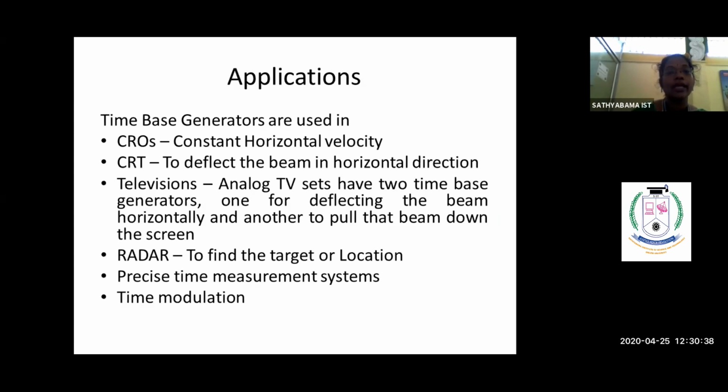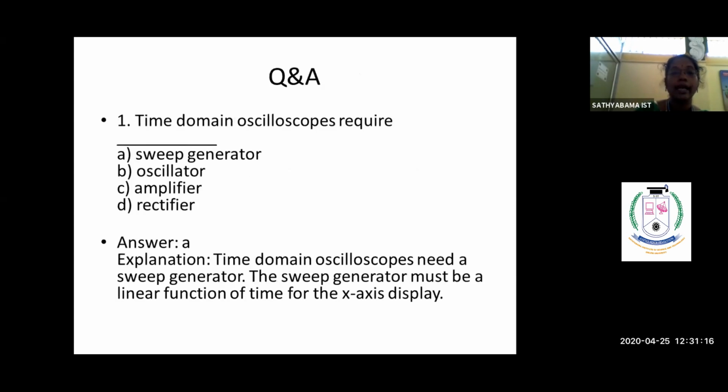And finally, we are coming to the applications of time-based generator. It is mainly used in CRO in order to show the constant horizontal velocity, and it is used in CRT to deflect the beam in horizontal direction. It is also used in television because in analog television sets we have two time-based generators, one for deflecting the beam horizontally and another to pull the beam down the screen. In radar applications also we use the time-based generator in order to find the target or location. Wherever we need a time measurement system, we can use a time-based generator, and it is also used in time modulation.